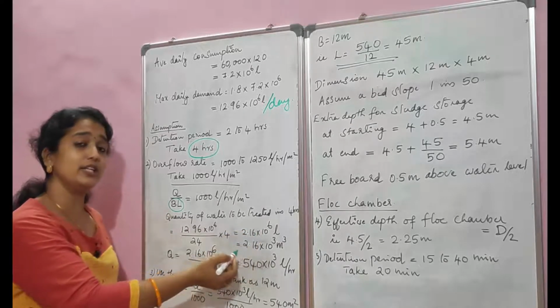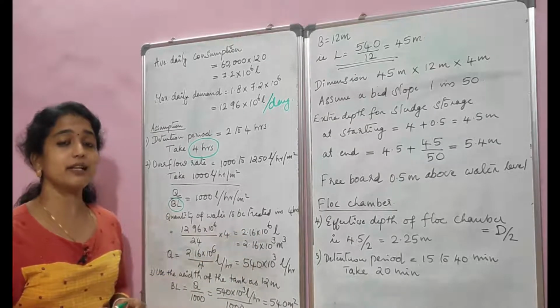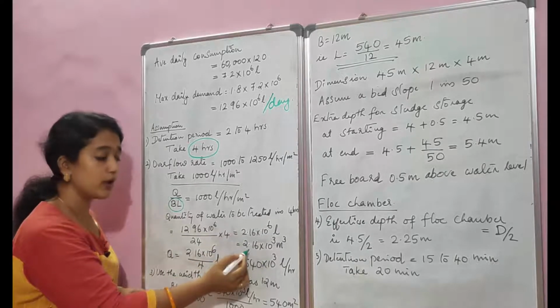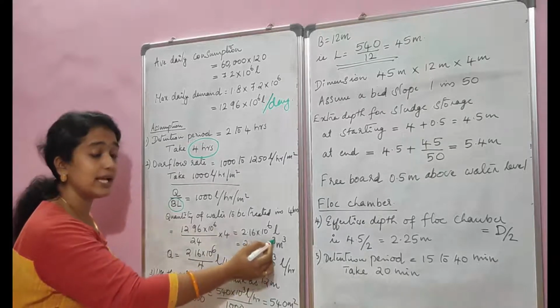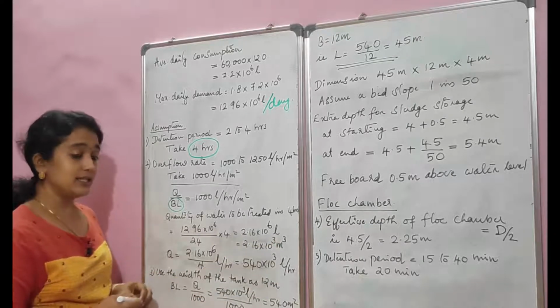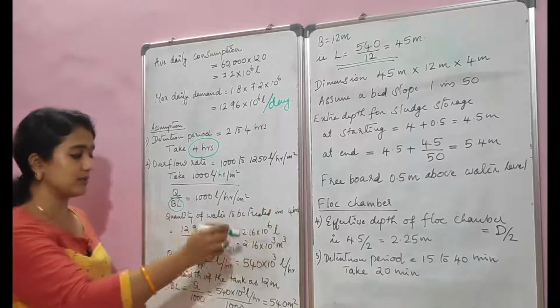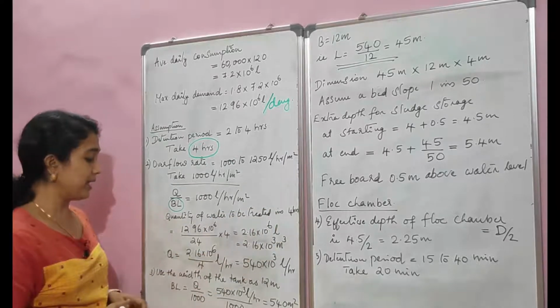Then convert it into cubic meters. Divided by 1000, we get 2.16 into 10 raised to 3 meter cube. This is the quantity of water to be treated in 4 hours, which is the capacity.